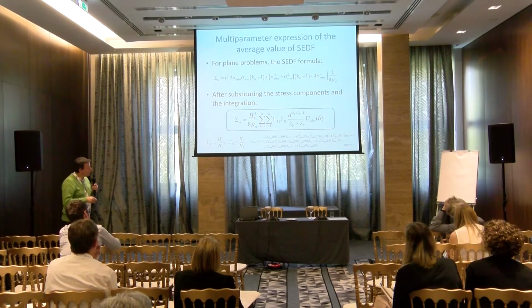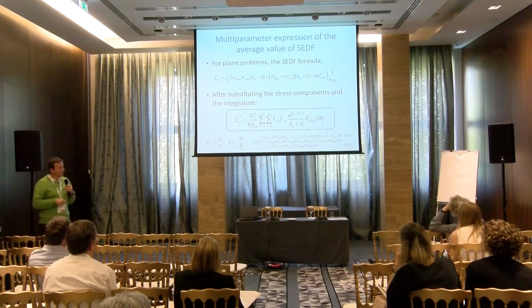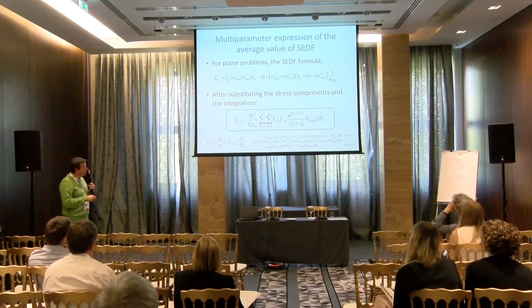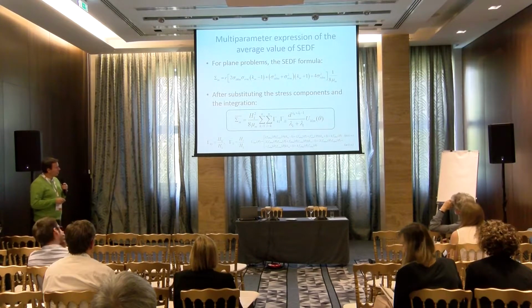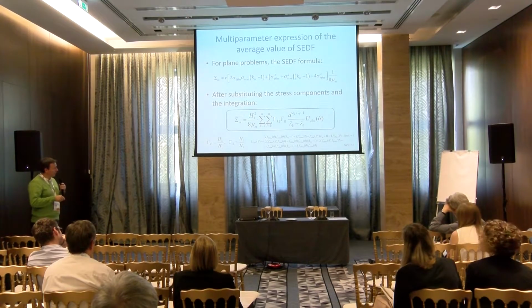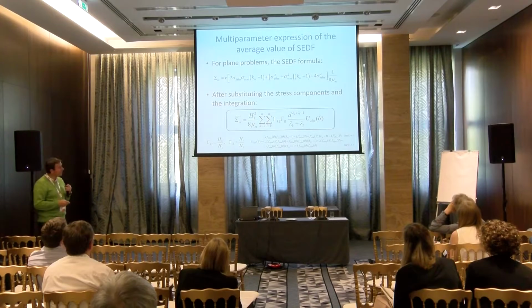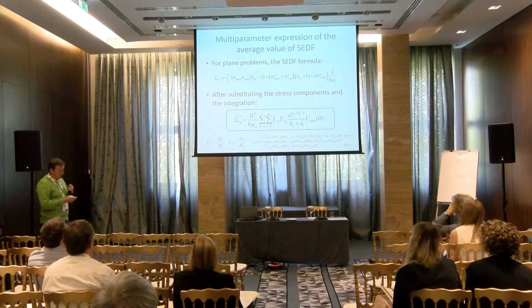There is also function U, which depends on shape functions from the relations for stress distributions. And these two terms are gamma K1 and gamma L1. They are ratios of generalized stress intensity factors. So gamma K1 is HK over H1 and gamma L1 is HL over H1. So we have the relation for the average value of SEDF.